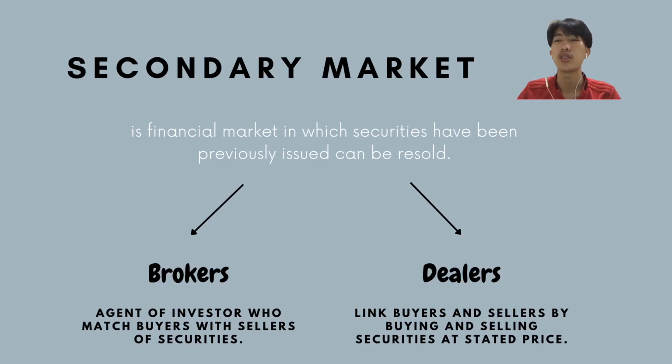Okay, next is secondary market. Secondary market is a financial market in which securities that have been previously issued can be resold. They are divided into two: broker and dealer. A broker is an agent of investors who matches buyers with sellers of securities. And a dealer links buyers and sellers by buying and selling securities at stated prices.